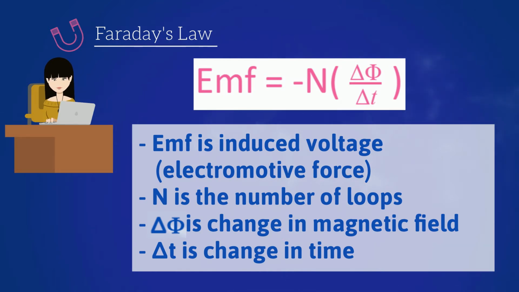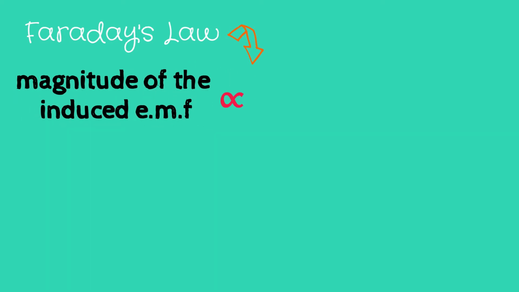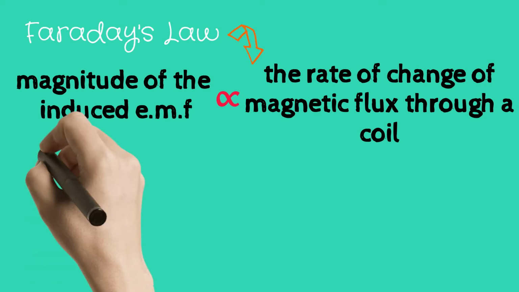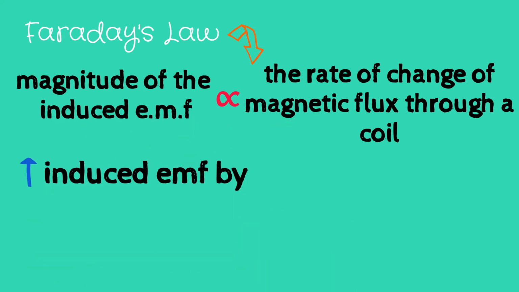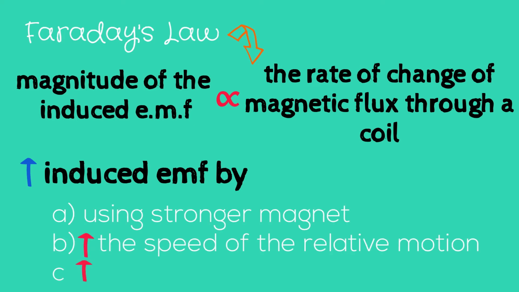in time. Faraday's law states that the magnitude of the induced EMF is directly proportional to the rate of change of magnetic flux through a coil, or alternatively, the rate of magnetic flux being cut. Therefore, the induced electromotive force, EMF, can be increased by using a stronger magnet, increasing the speed of relative motion, and increasing the number of turns of the coil.